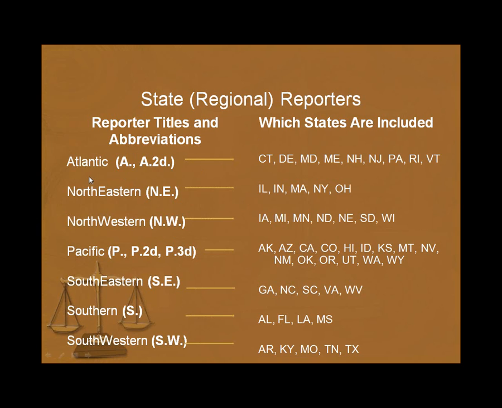So for instance, in the Atlantic Reporter, which in our case citation will be abbreviated as A, or A second, or A third if it's up that far, we have the cases from Connecticut, Delaware, Maryland, Maine, New Hampshire, and on and on.